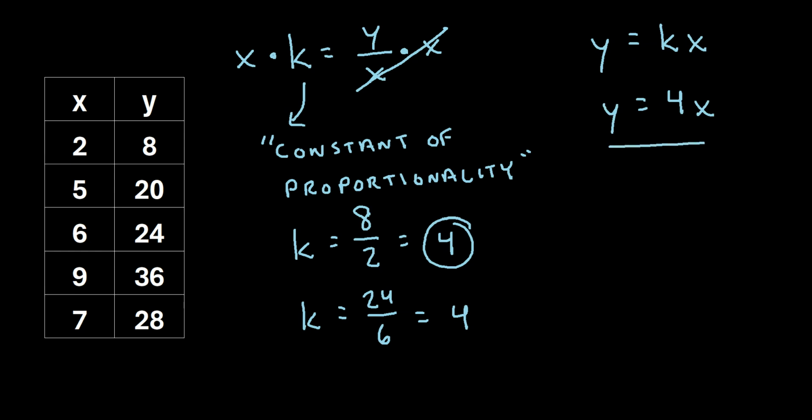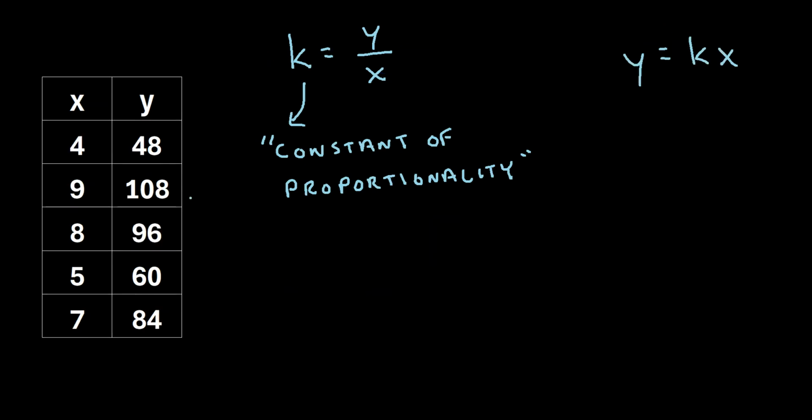So this equation describes the relationship between x and y in this table of values. For example, if we plug in an x value of, let's say, 5 right here, this equation says that we should get 4 times 5, which is 20 for y. And if we go over to our table, we'll find that if we do plug in an x value of 5, we do indeed get a y value of 20. So the constant of proportionality is 4, and based on that, here's the equation that we can write to describe the relationship between x and y for this table.